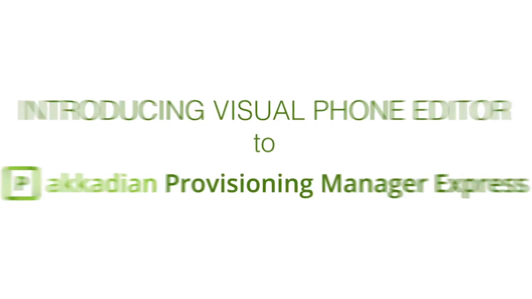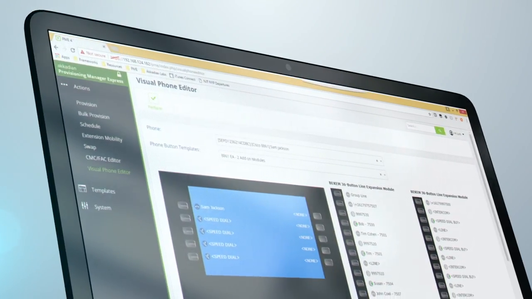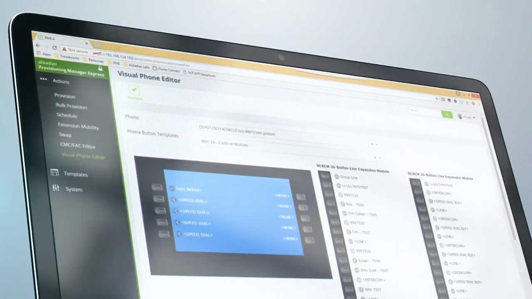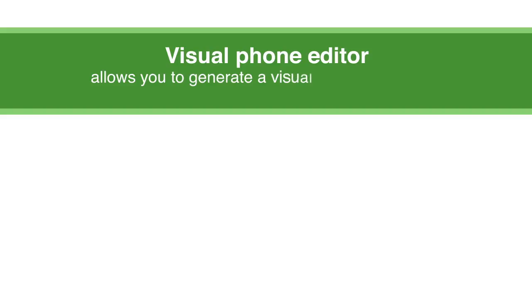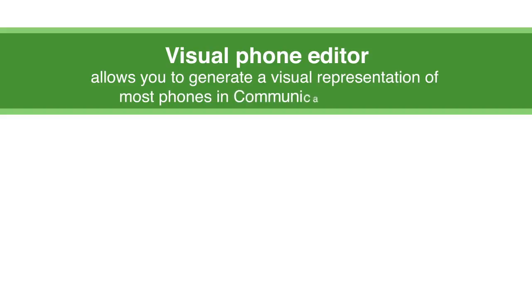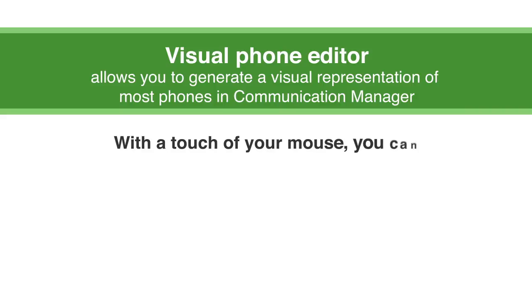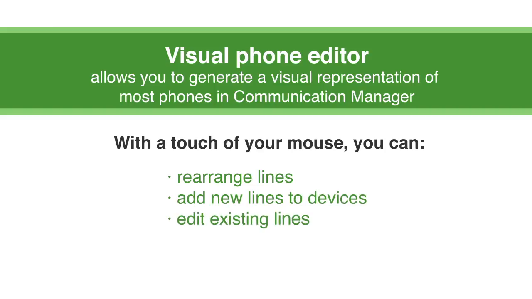Today I want to talk to you about a great new feature called Visual Phone Editor, which we just released in version 4.9 of Akkadian Provisioning Manager Express. Visual Phone Editor is a tool that allows you to generate a visual representation of most phones in Communication Manager, and using simply your mouse, rearrange lines, add new lines to the device, or edit existing lines.